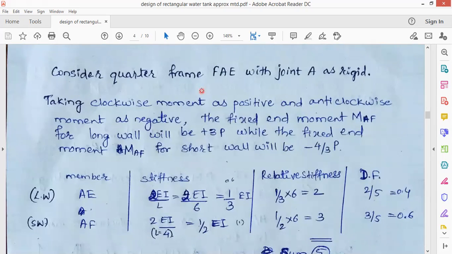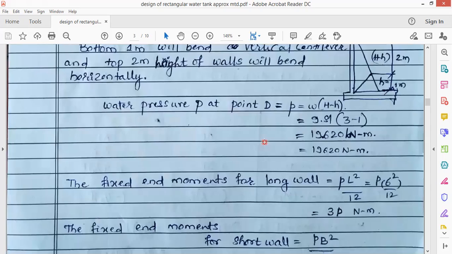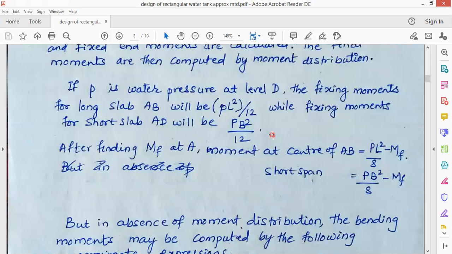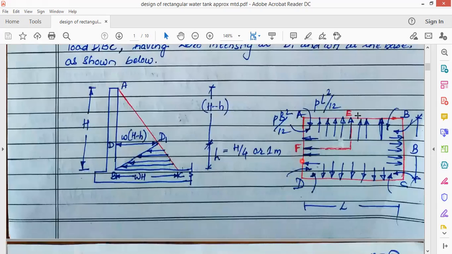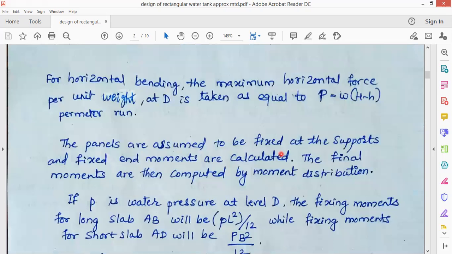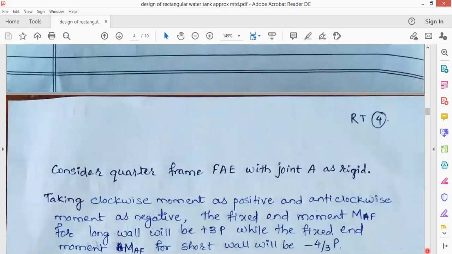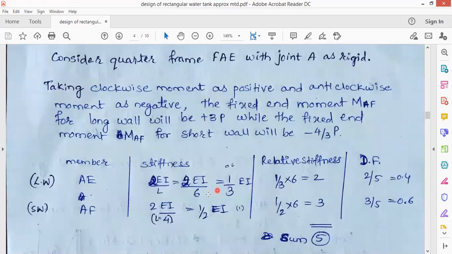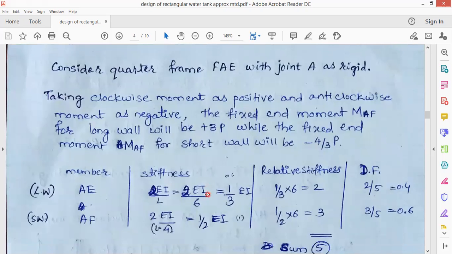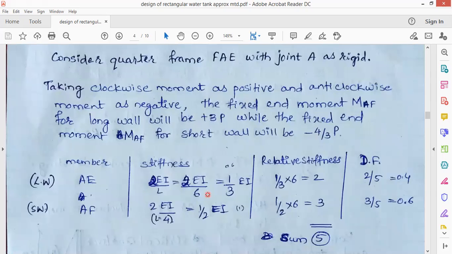So consider the quarter span of the frame as shown in the figure. So going back to the figure, okay, here is the figure. So I'll consider this quarter span, this much portion. So E is the center of AB and F is the center of AD. So I will consider this frame, and I will calculate the fixed end moments, this PB square by 12 and PL square by 12. So you can use the moment distribution method in whatever way you have used in your previous classes of structural analysis, and obtain the moments.